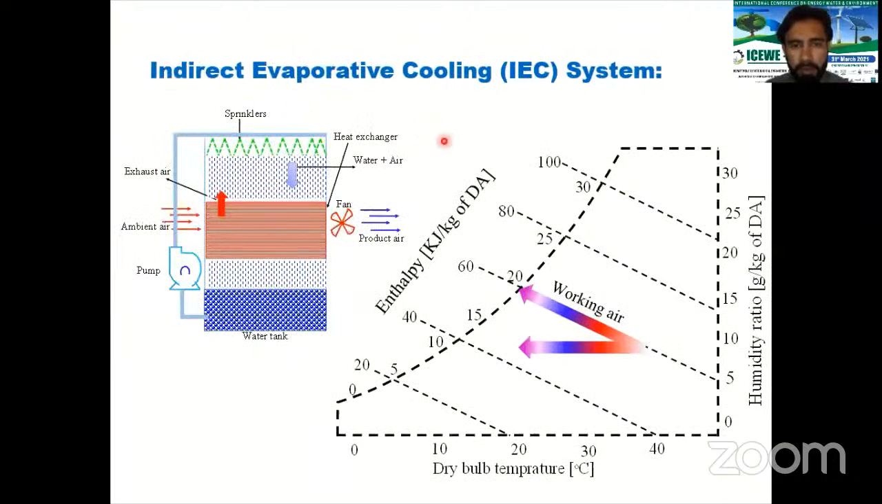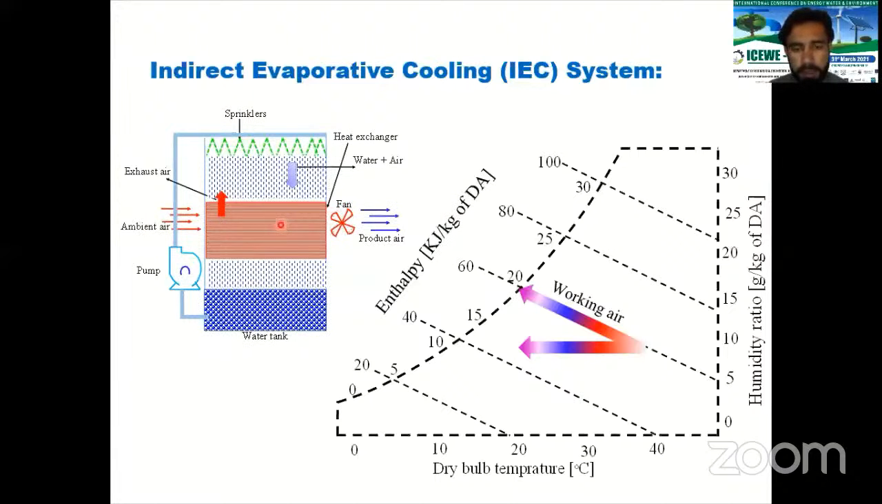This is the indirect evaporative cooling system. The indirect evaporative cooling system is an advanced form of the direct evaporative cooling system. This system consists of two types of channels, a wet channel and a dry channel. In this system, the air is passed from outside into the channel. First, the air is passed through the dry channel.